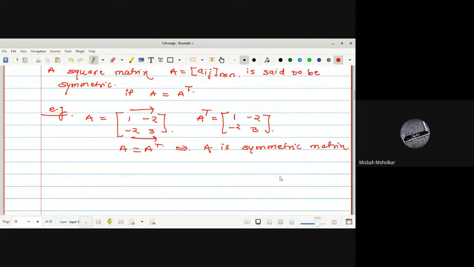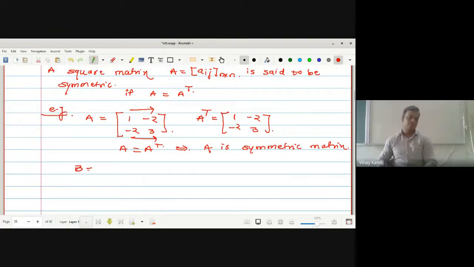Okay, another example. Take a 3 by 3 matrix B: 1, 2, 3; 2, 4, 5; 3, 5, 6.